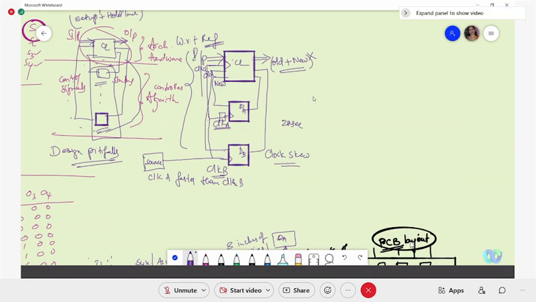So never try this. If, say, one is positive edge triggered and another is negative edge triggered, naturally there will be a lapse of half a clock period in the same design. If this is positive edge triggered and this is negative edge triggered, and this is clock of A and clock of B, what is the lapse you get between these two?